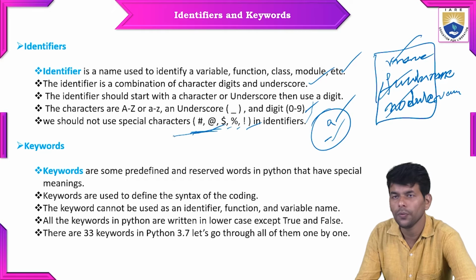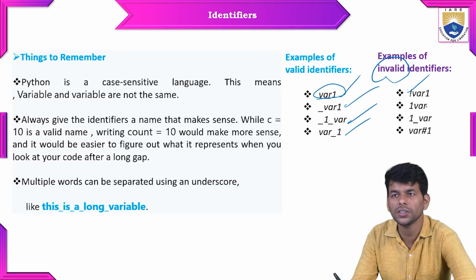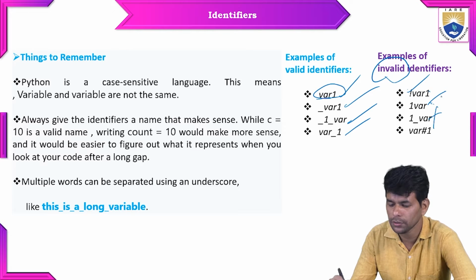So that's the reason why this is an invalid character, the first one. The next one also: the identifier name should not start with a digit. So this is also an invalid identifier. The next one also starts with a number, so it is also invalid. So these are all invalid ones.